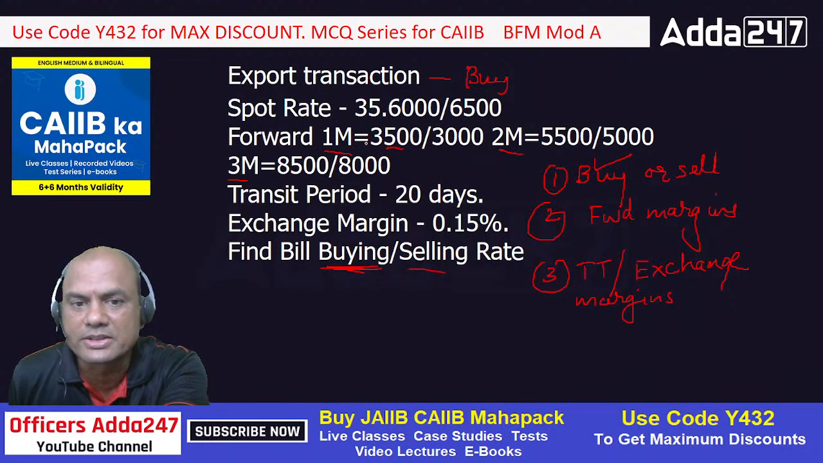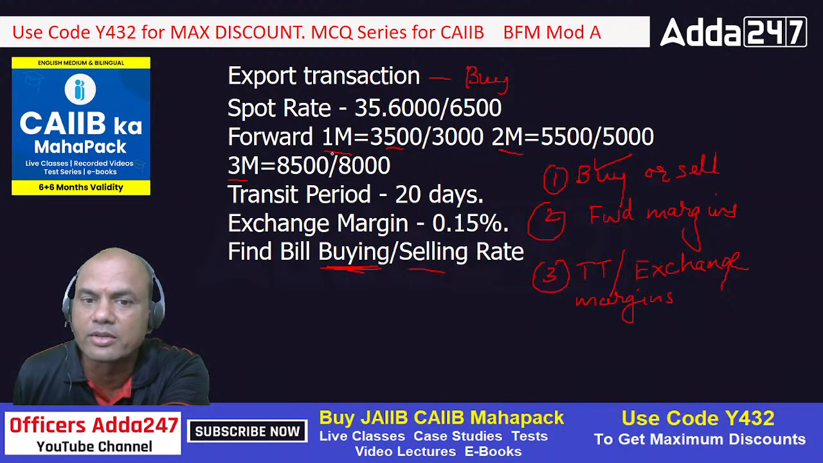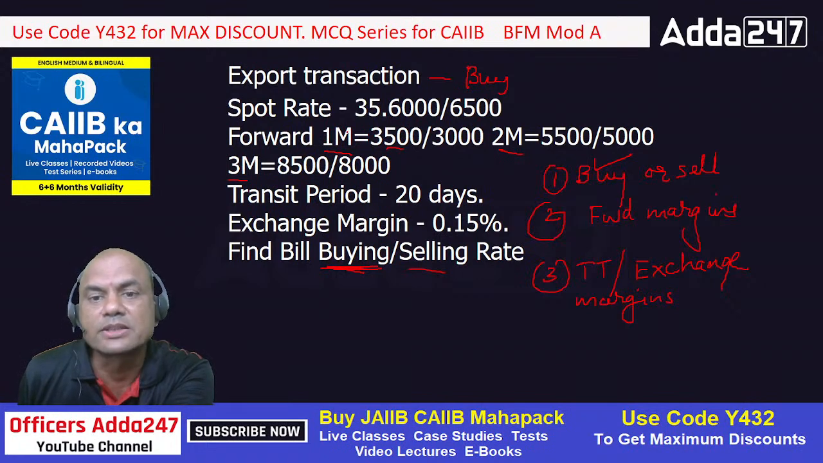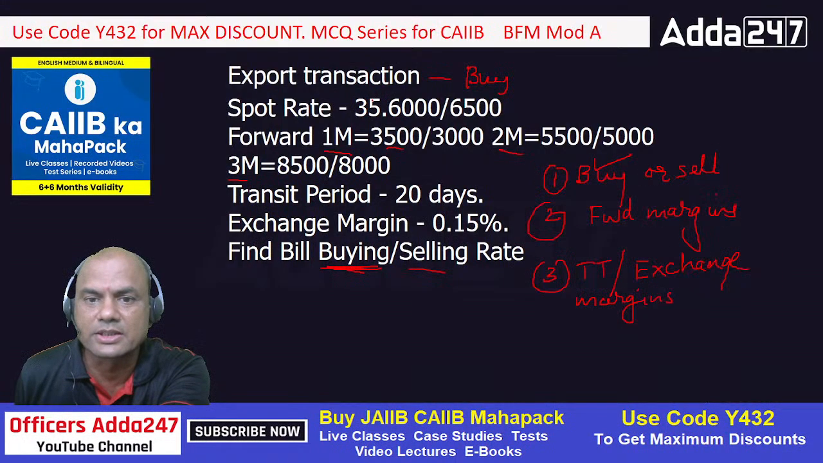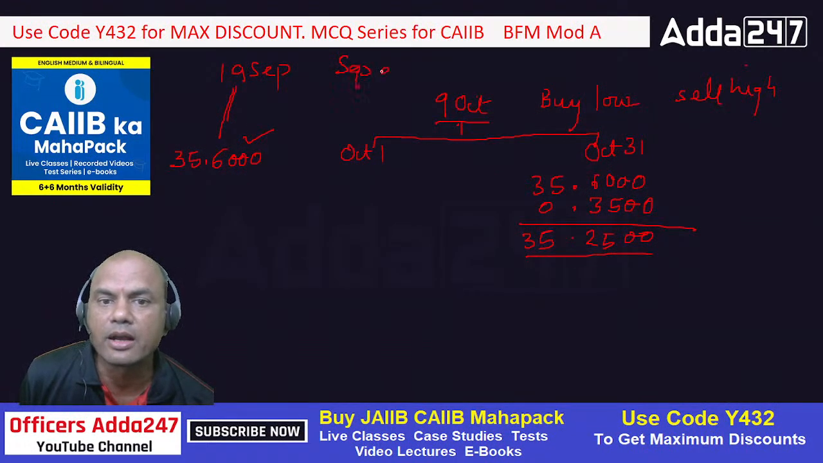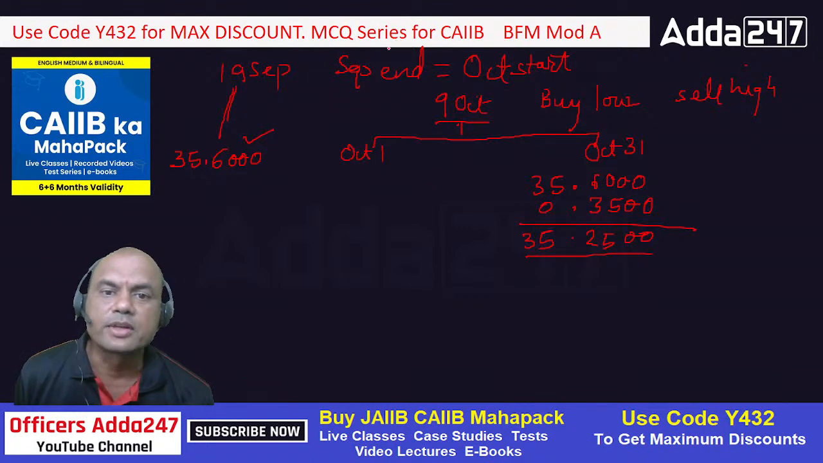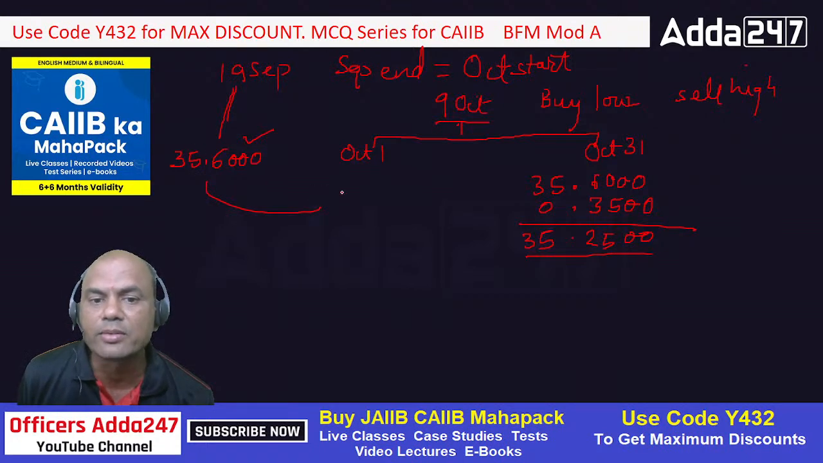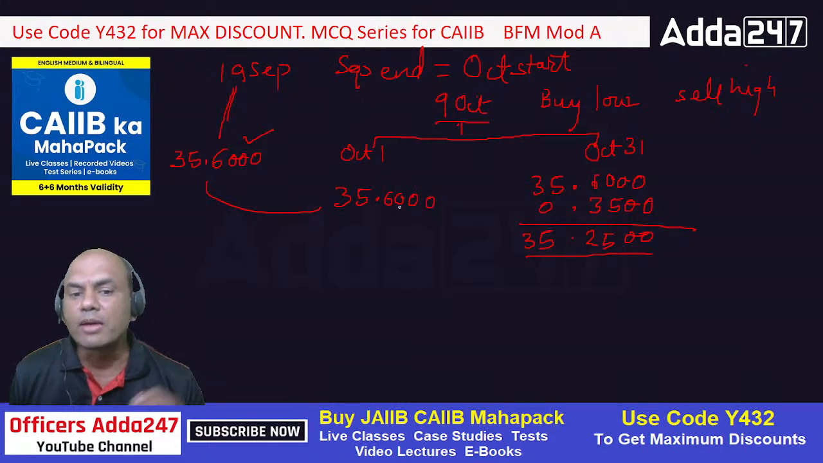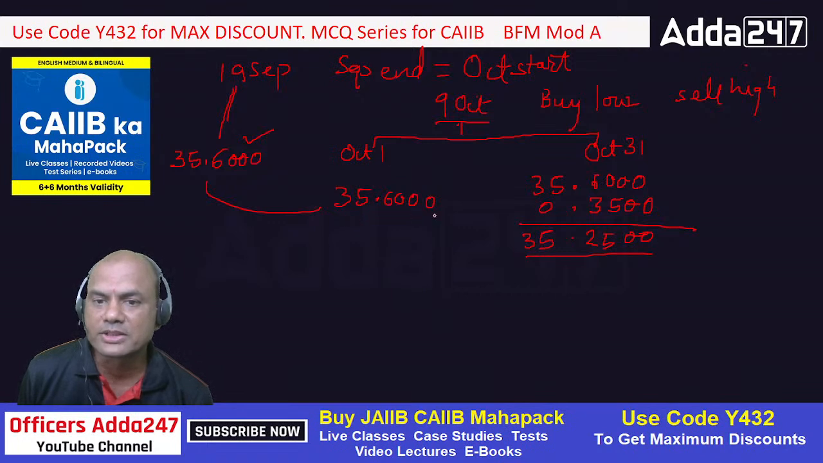35.25 into 0.0015. I directly write it. So it is 0.052. This is my TT margin. But what will I do with this margin? Will I add it or subtract it? How will I decide this? The rule is simple. For selling, it's always add, and vice versa. For buying, subtract. Got it?